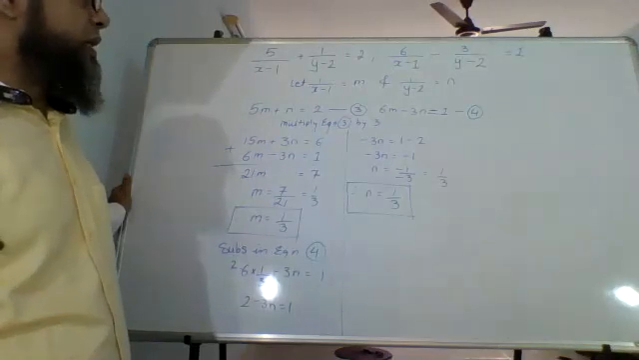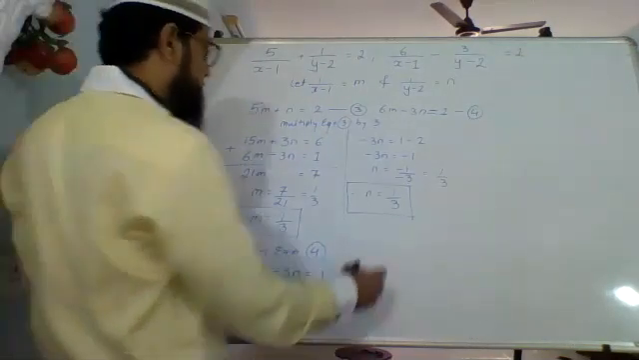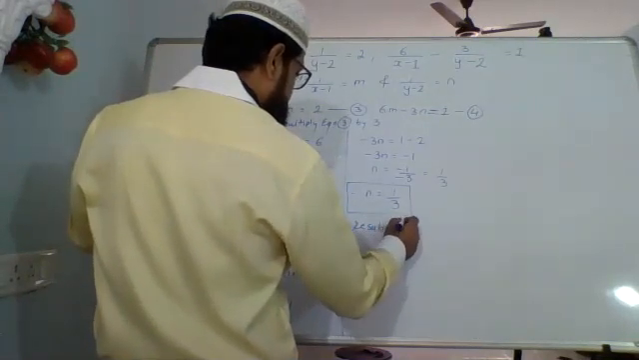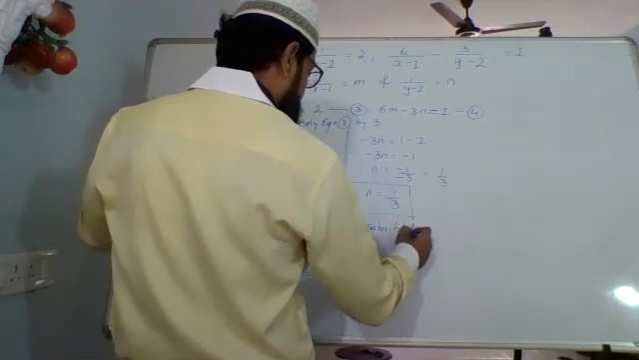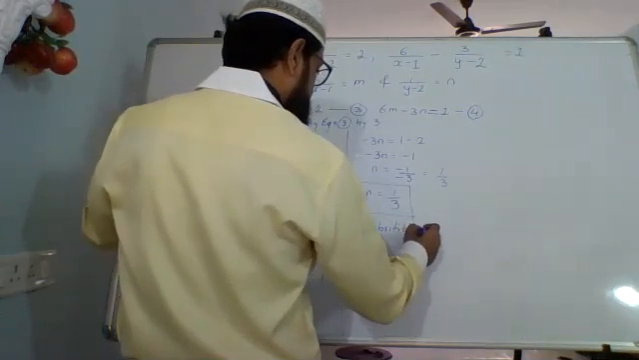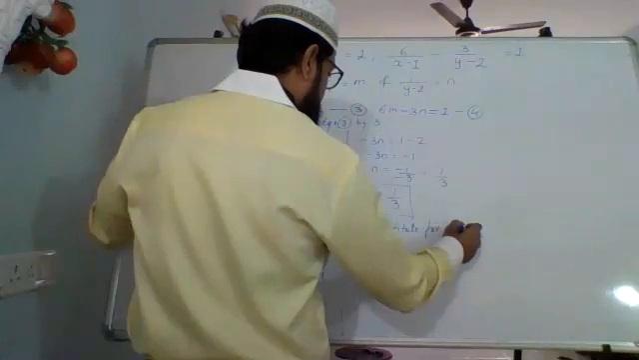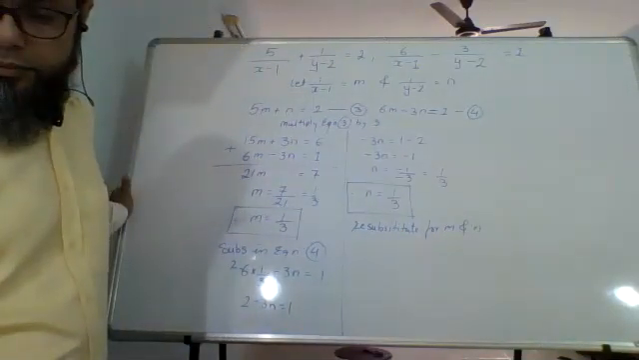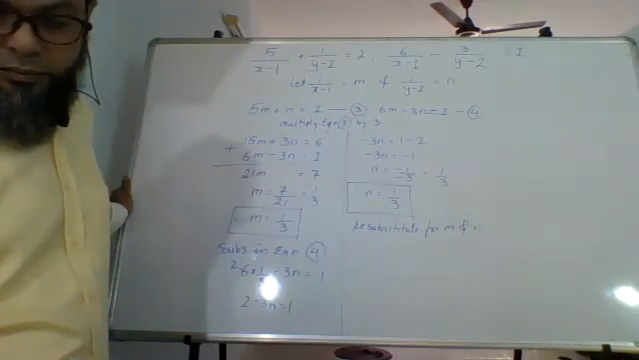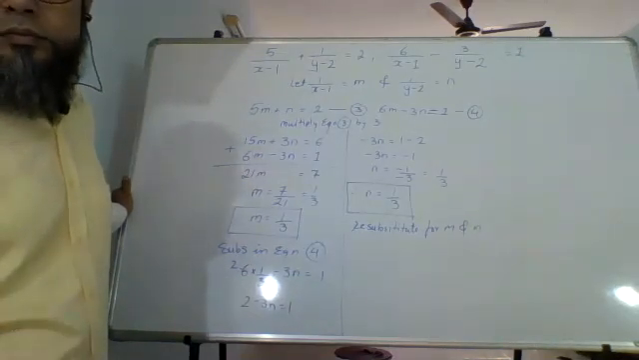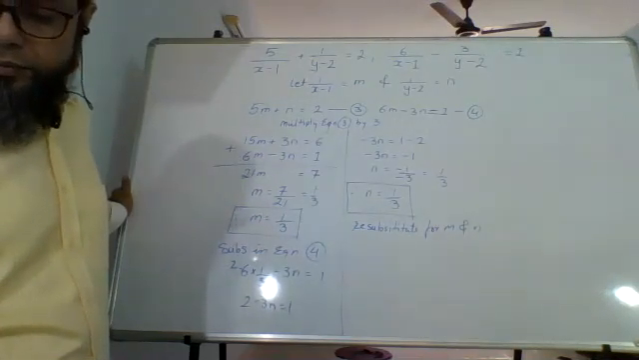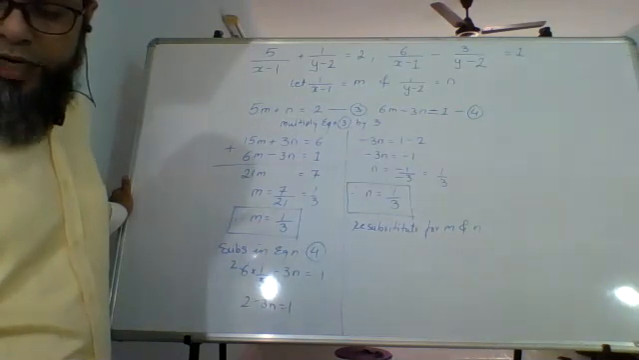But as I said, we are not interested in m and n. So we are going to re-substitute for m and n. Okay, we substitute for m and n. So once we do that, what do you get?